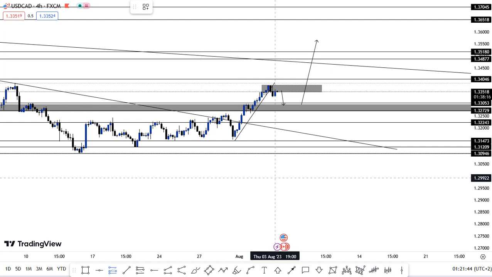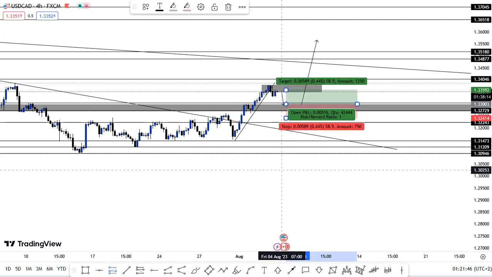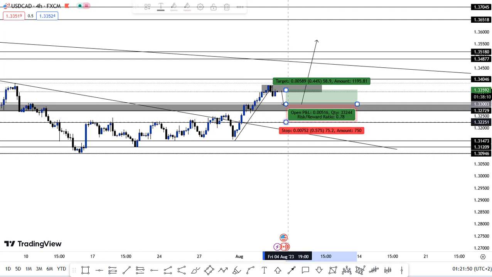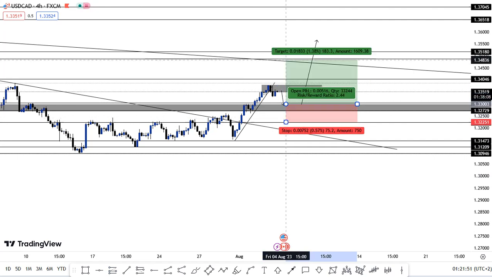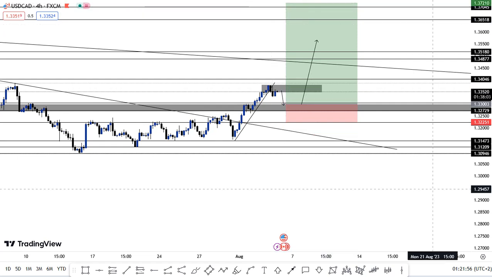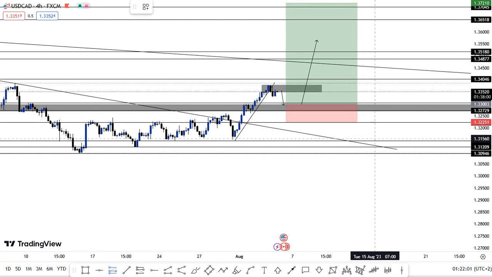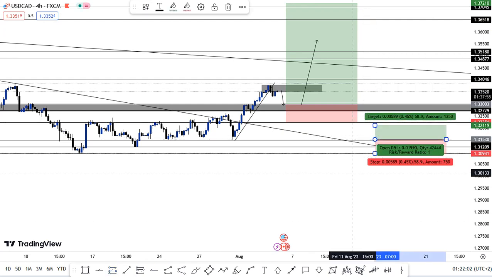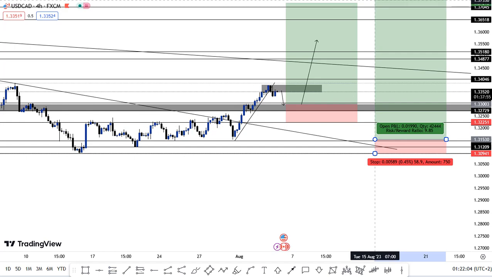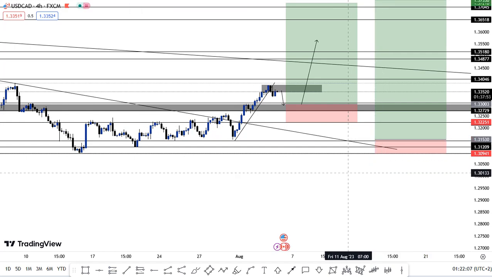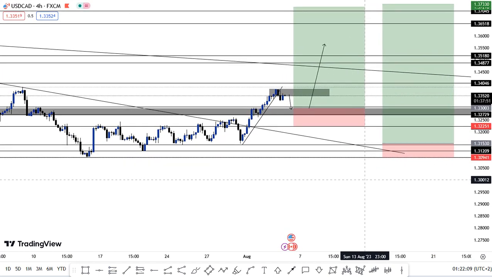So let's continue with what we came for. So USD CAD, we're going to be buying as hard. That's USD CAD for me. So what we're going to expect is these two. That's what we're going to be expecting.